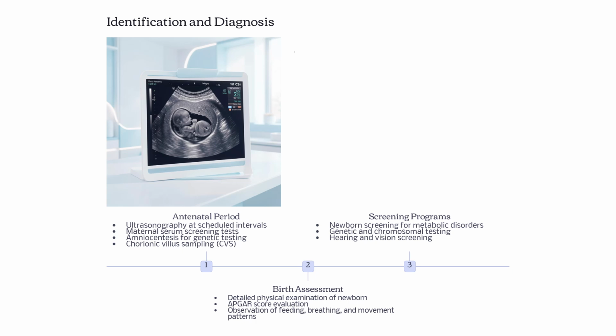Then the second one is the birth assessment. After the birth, we do a normal physical assessment, including physical examination, Apgar score evaluation, and sometimes observation of the feeding pattern, breathing pattern, and movement patterns. This can also help to identify the congenital anomalies. Then the third one is the screening program: newborn screening for metabolic disorder, genetic and chromosomal testing, hearing and vision screening. These are some of the investigations helpful to identify the congenital anomalies.